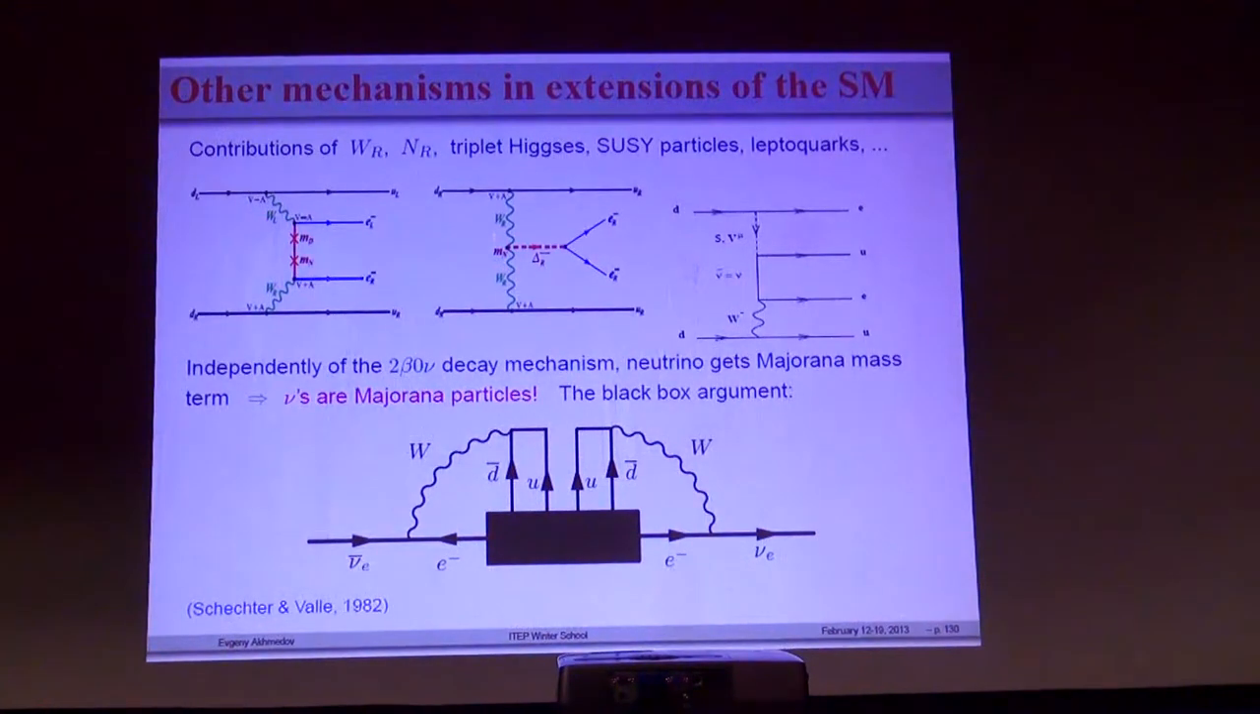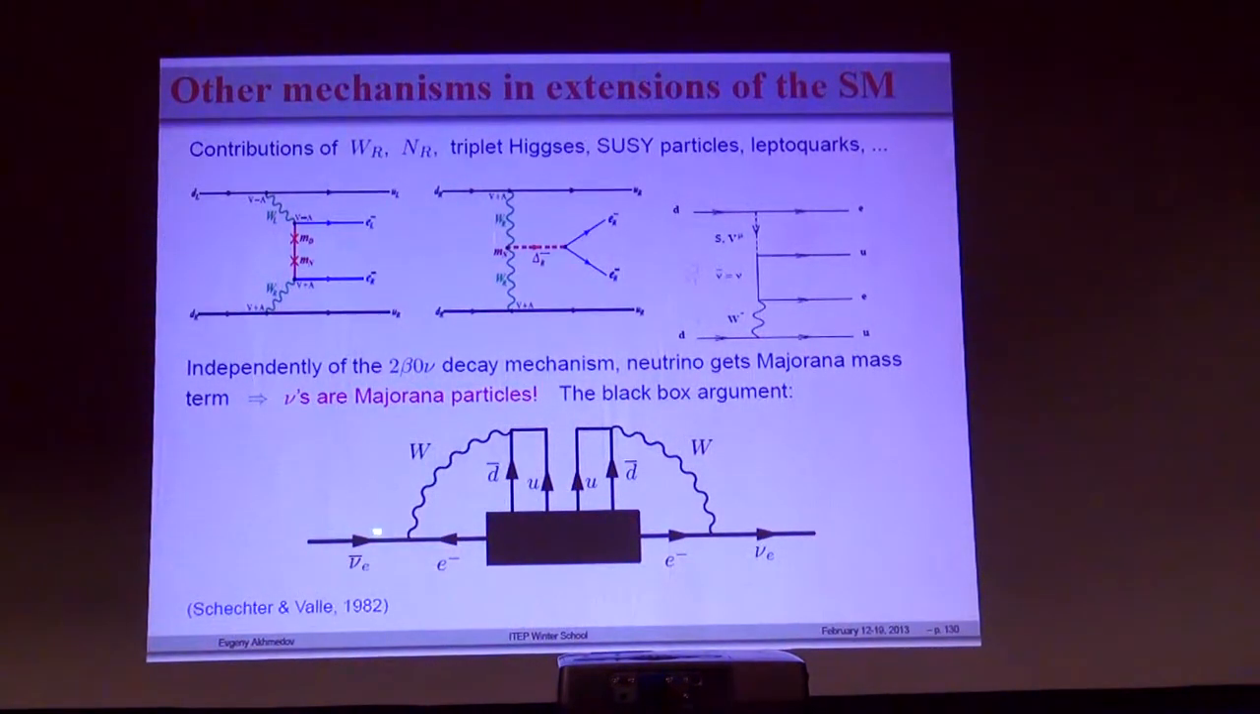And the answer turns out to be no. There's a very beautiful argument, which is due to Schechter and Valle, called the black box argument. Whatever mechanism is there, just consider it to be depicted by a black box. So we have two d quarks becoming two u quarks. We can write it in this way, put the bar over the d quarks and put them in the same direction. Then the d, anti-d and u can annihilate into a W boson, which can interact with the electron, which is also emitted in the double beta decay, and produce the neutrino.